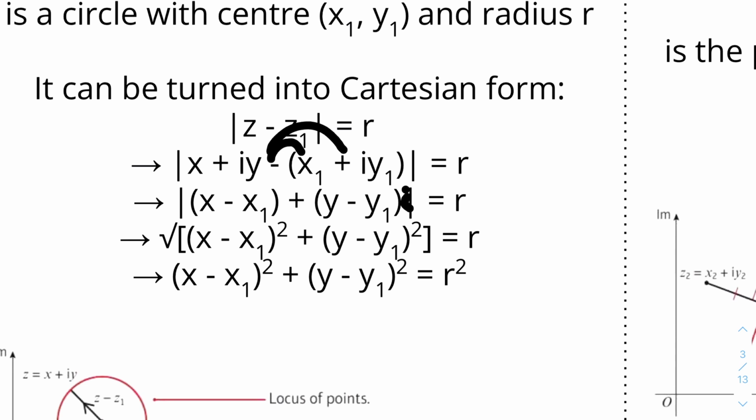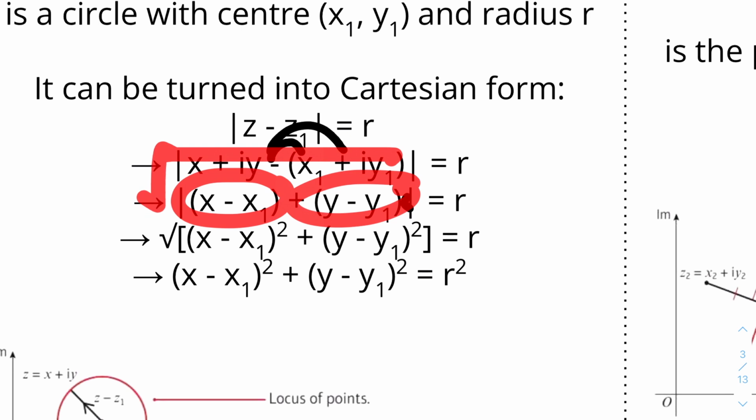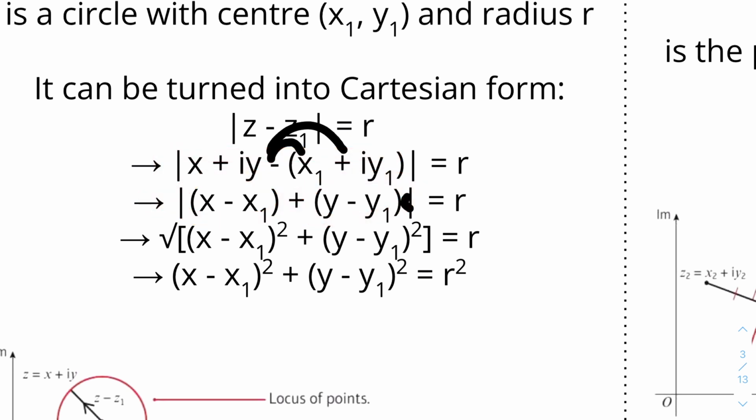So now you can just reverse the whole modulus. The way to do this is that we square the individual components and square root it. So here we have the root of (x minus x1) squared plus (y minus y1) squared equals r. And the way to reverse this is that we square both sides to get (x minus x1) squared plus (y minus y1) squared equals r squared.